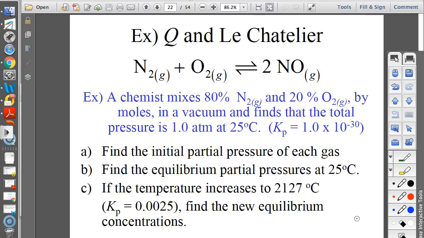What you would have to do in this situation is use the quadratic formula, so we're not going to do that. But is this an endothermic or an exothermic reaction, if when I increase the temperature, the Kp goes up? Talk to your friends. Think about it in terms of Le Chatelier.